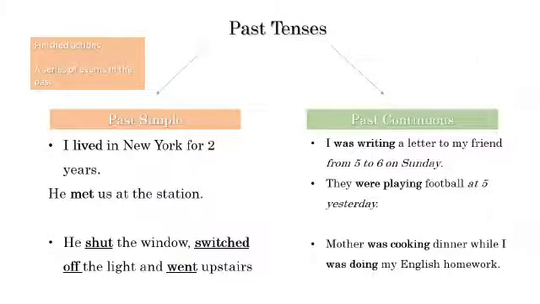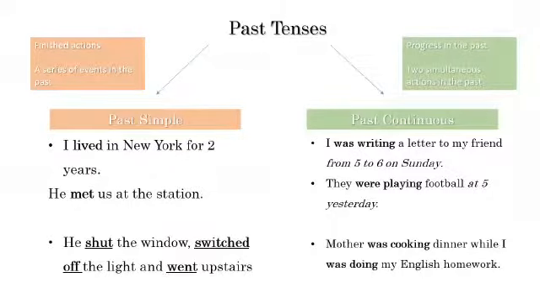Okay, now the third example. Mother was cooking dinner while I was doing my English homework. The last example shows that we can use past continuous when two actions were happening simultaneously. Okay. So let's continue.